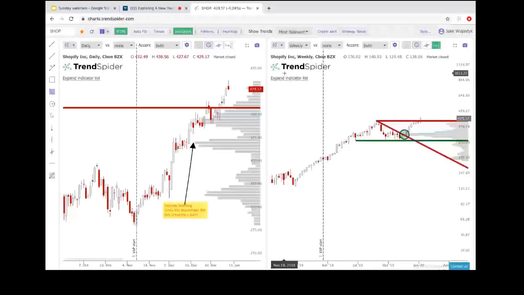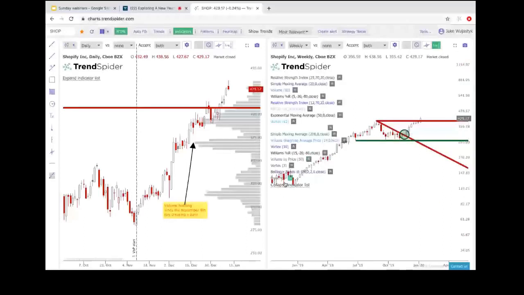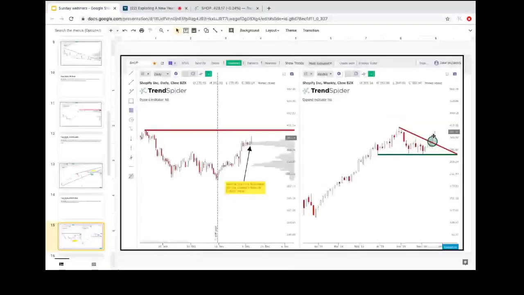I'm just going to turn off the volume profile here. And you'll see on the previous example, we were already breaking out of this weekly wedge, so it was complementing the breakout from this volume zone as well. So it's always important to use multiple time frames, use them in conjunction with each other, and not use just one indicator to determine everything.